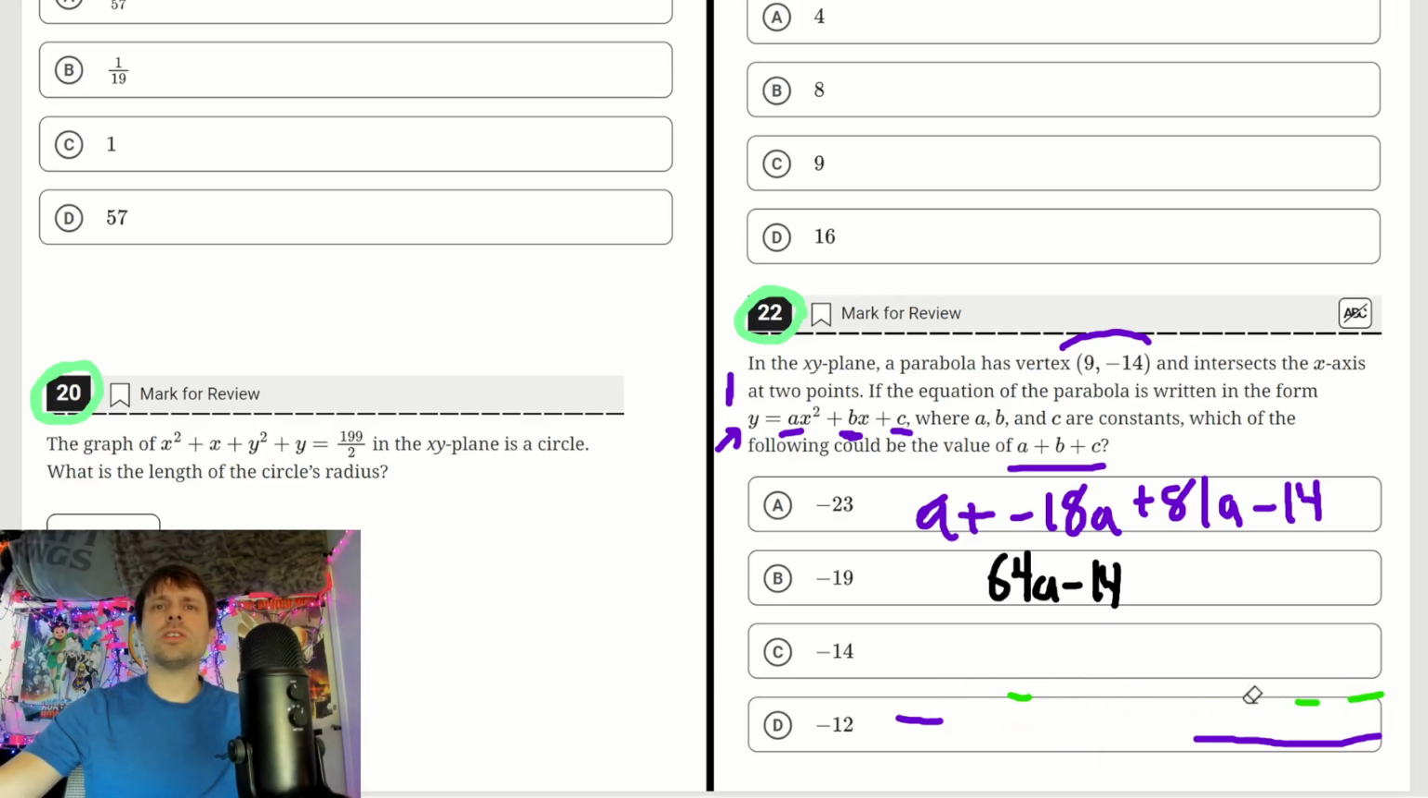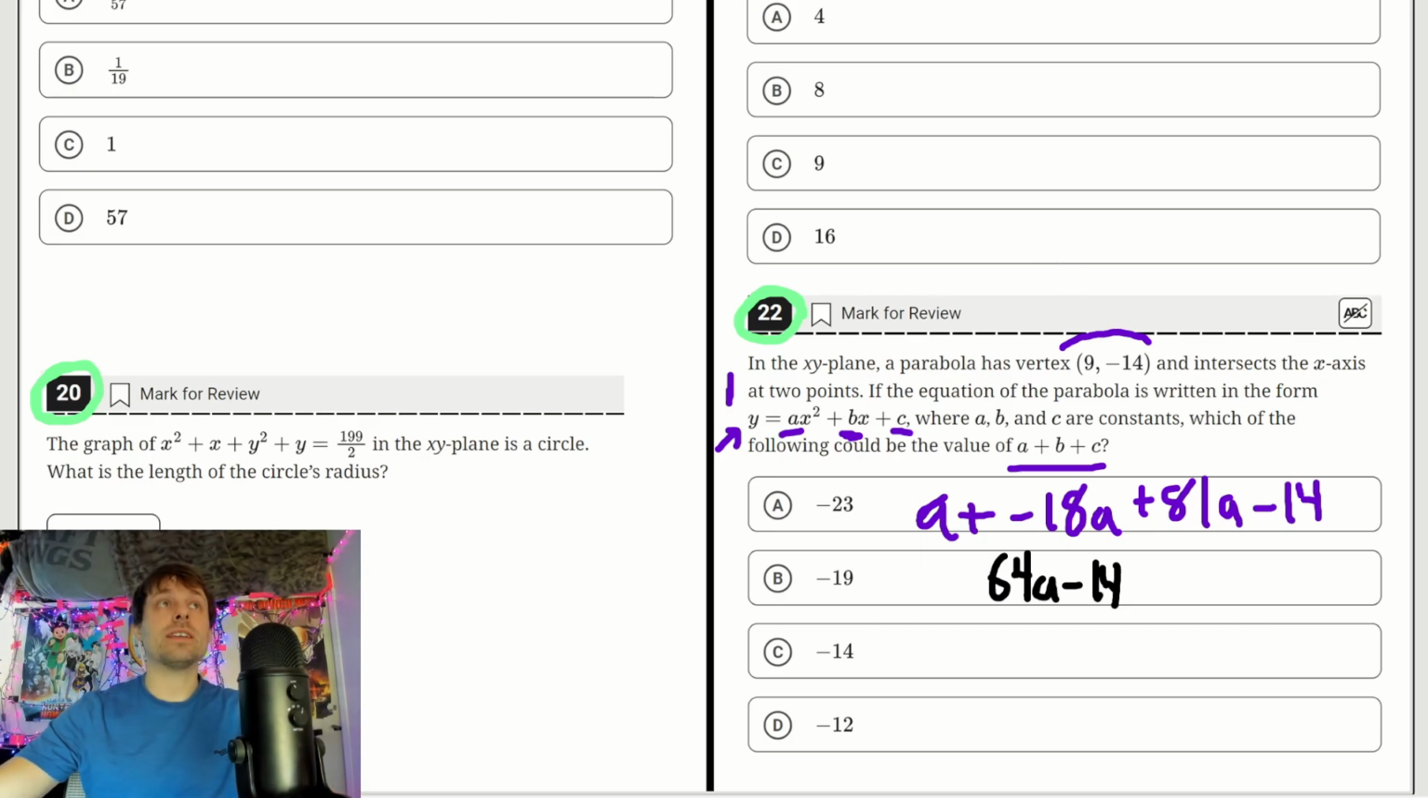But still, what can we do here? If this is my new sum, I need it to be equal to one of my answers here. So you'll actually find this not too bad. We can just set this equal to my answers, right? I can say, okay, well, what if this is equal to negative 23? And when I add the 14 over, I'm still going to have a negative. When I divide by 64, my A is going to be a negative number. Don't forget that first restriction, that A has to be greater than 0.